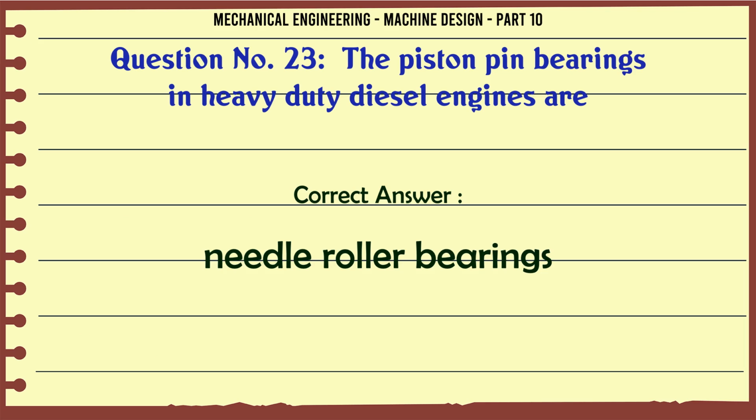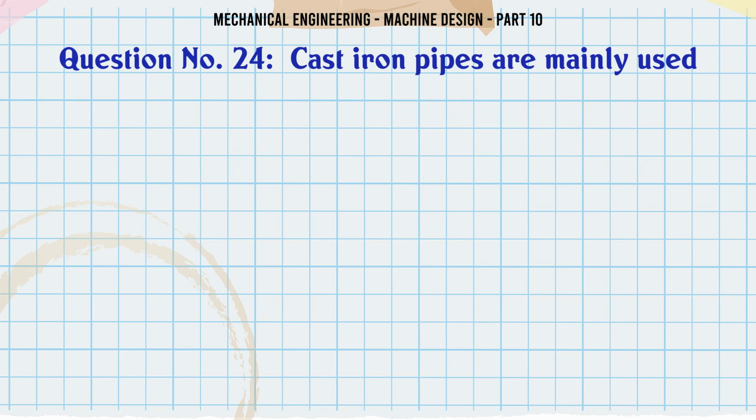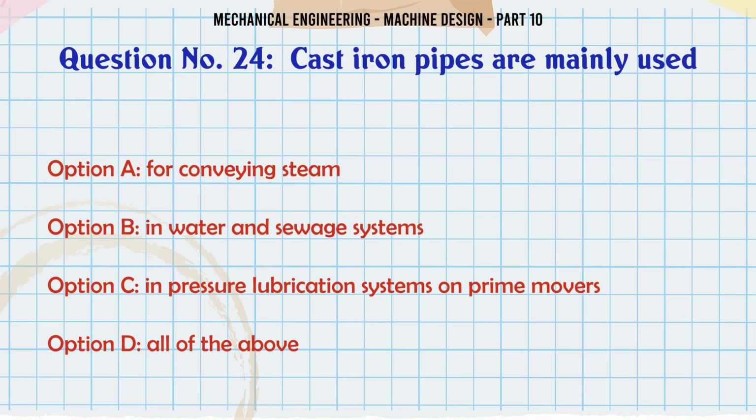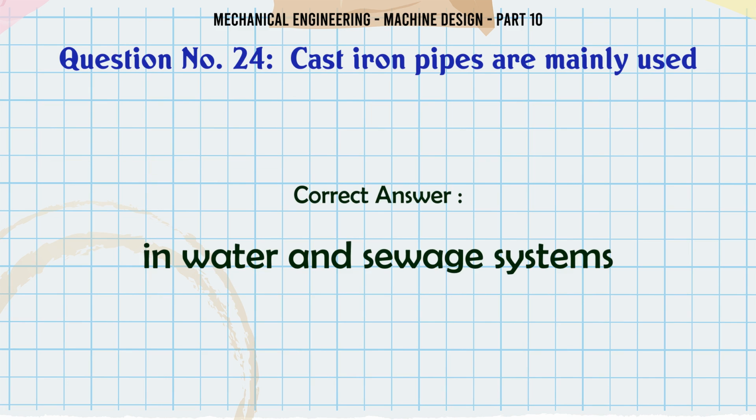The correct answer is needle roller bearings. Cast iron pipes are mainly used A, for conveying steam; B, in water and sewage systems; C, in pressure lubrication systems on prime movers; D, all of the above. The correct answer is in water and sewage systems.